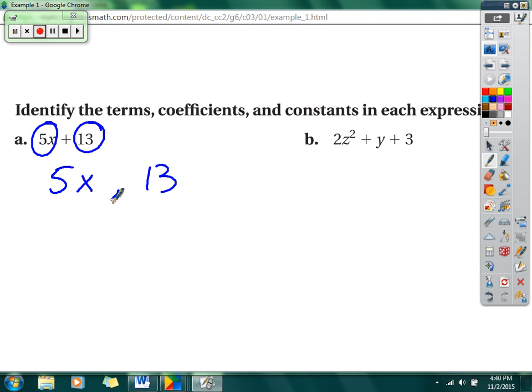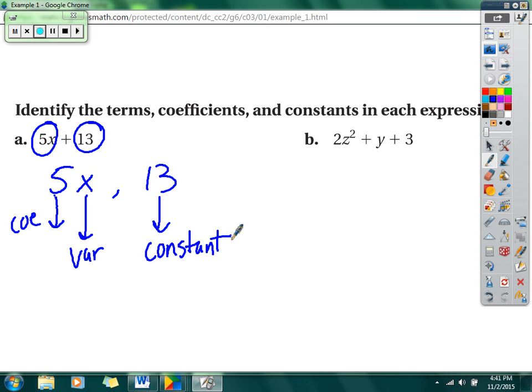The 5 comes before the x, or before the variable, so this is known as a coefficient. X is known as a variable, and 13 is known as a constant because it will not change at all. Now let's look at b.